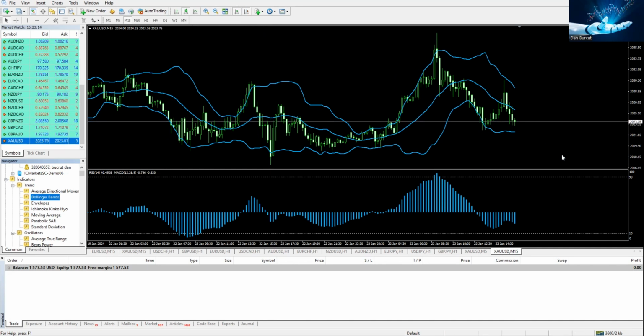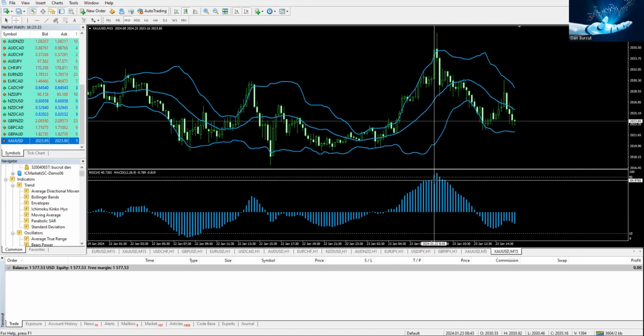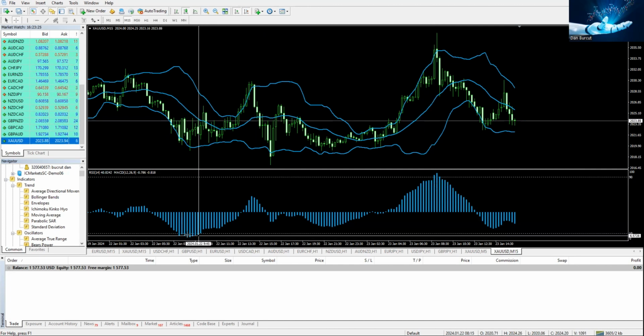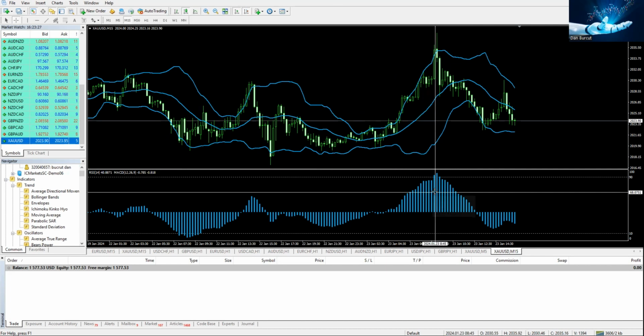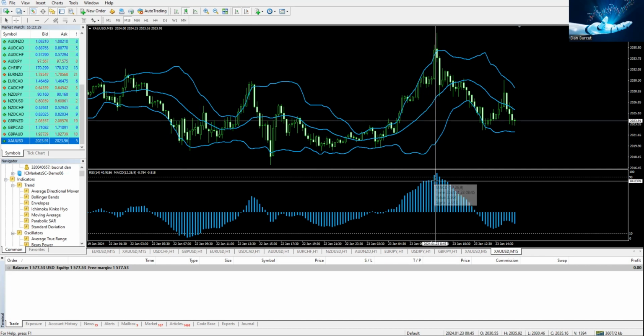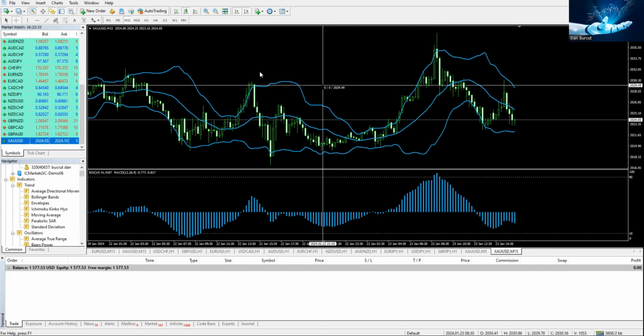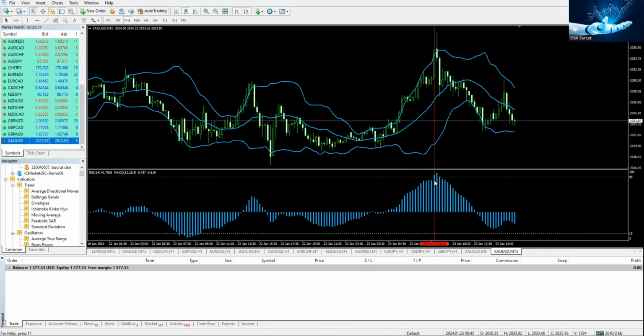Now, the way that the signals are triggered is as follows. We need the MACD to be in the overbought or in the oversold area. So right here, the MACD is in the overbought area. Okay, this candle is telling me that the gold is being overbought.